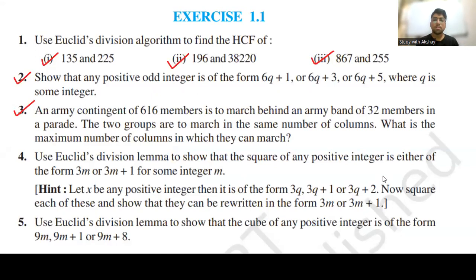Fourth one here. Use Euclid's division lemma to show that the square of a positive integer is either of the form 3m or 3m plus 1 for some integer m. Okay, understand this problem properly. The fifth one you will be solving. I will just display the answer. You will be solving it.